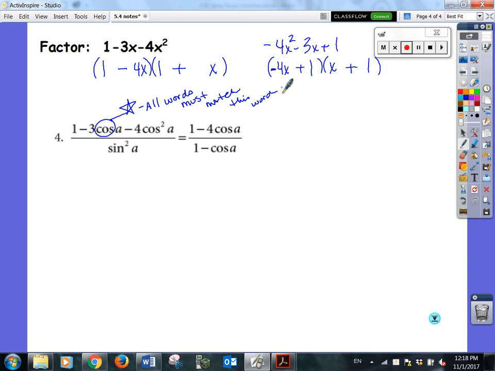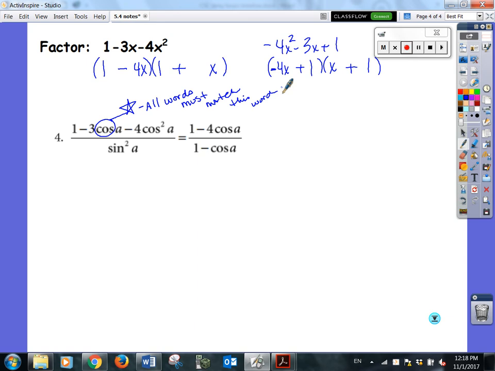This side over here is kind of helpful because it gives us some of the factors. We're going to factor this, and it gives us one of the factors in the numerator and one in the denominator. So you don't have very much work to do because the factors are already given.